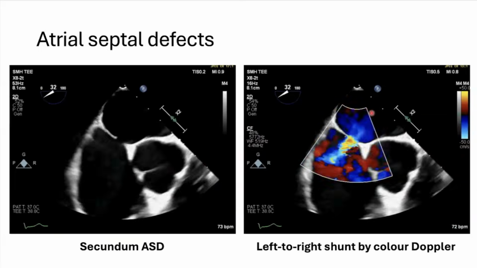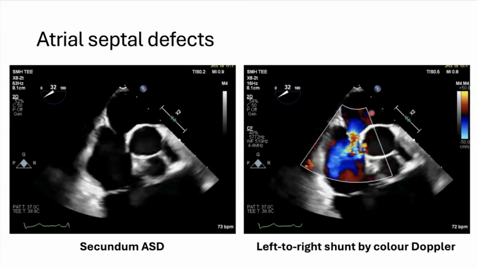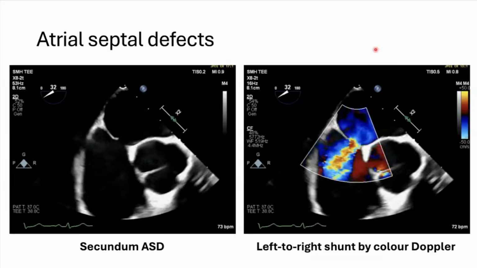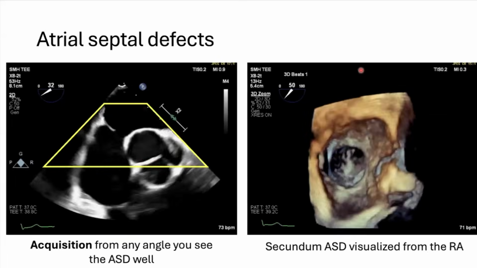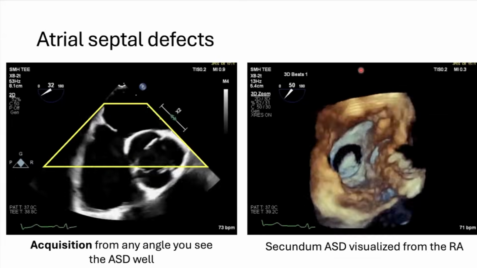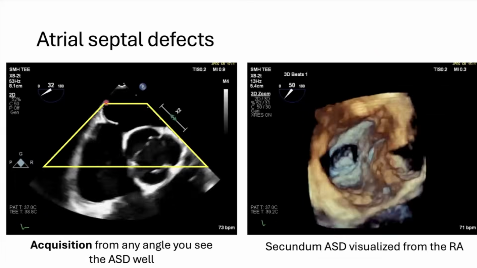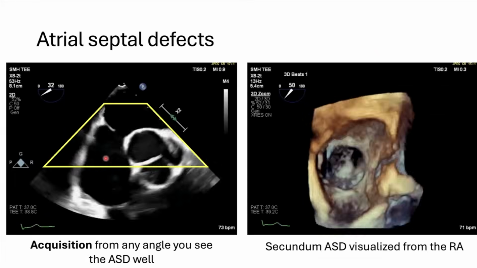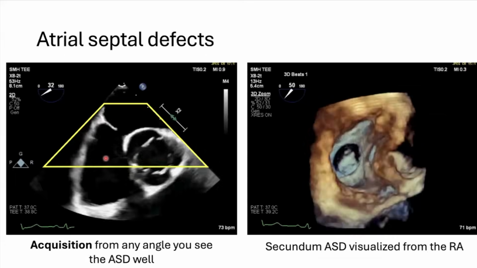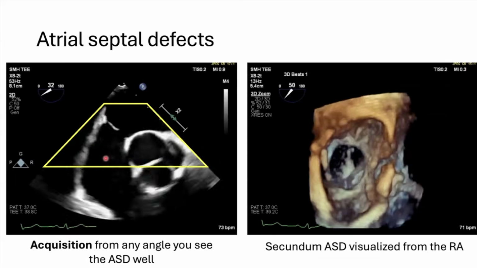So lastly, we're going to talk about ASDs and left atrial appendages. This is an example of a secundum ASD with left to right shunting by color Doppler. And so for 3D, I keep it simple. I just pick a view wherever I can see the ASD well, and I create a big sector to have images in there that will help me understand where the ASD is relative to other structures.